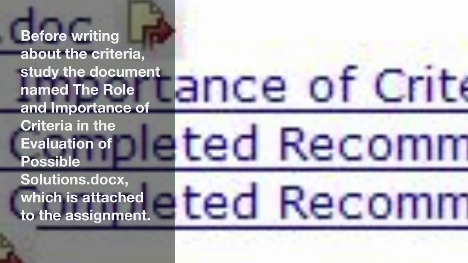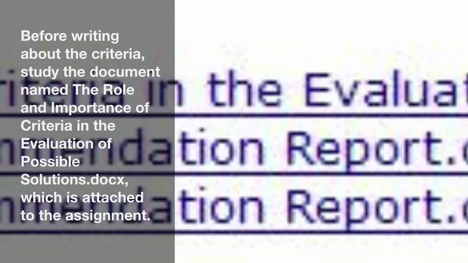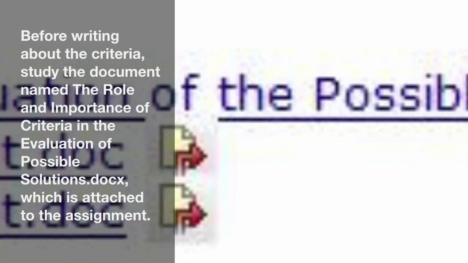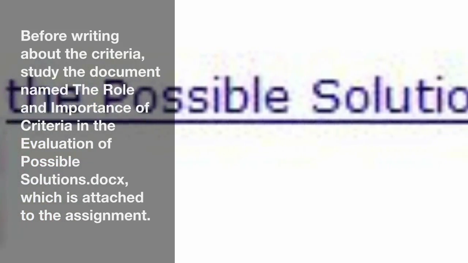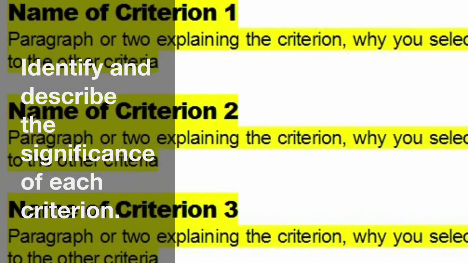The criteria section of the report is about identifying and briefly describing the criteria your audience will use to evaluate the possible solutions. Before writing about the criteria, study the document named The Role and Importance of Criteria in the Evaluation of Possible Solutions, .docx, which is attached to the assignment. Identify and describe the significance of each criterion.